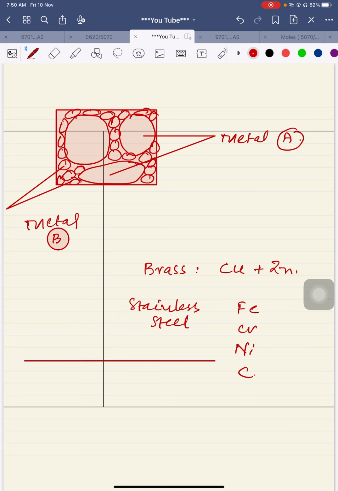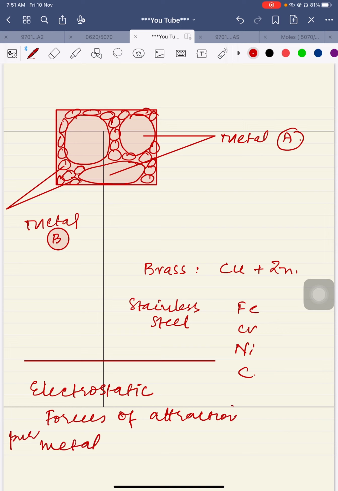Look, there is a word: electrostatic forces of attraction. Forces of attraction are there in the case of a pure metal and an alloy as well. Why is it so? Because in a pure metal and in an alloy, positively charged nuclei are there and the negatively charged electronic sea, so there are two different types of charges in both. That's why the term electrostatic forces of attraction will be used for ionic bonding, and it will be used for metallic bonding as well.